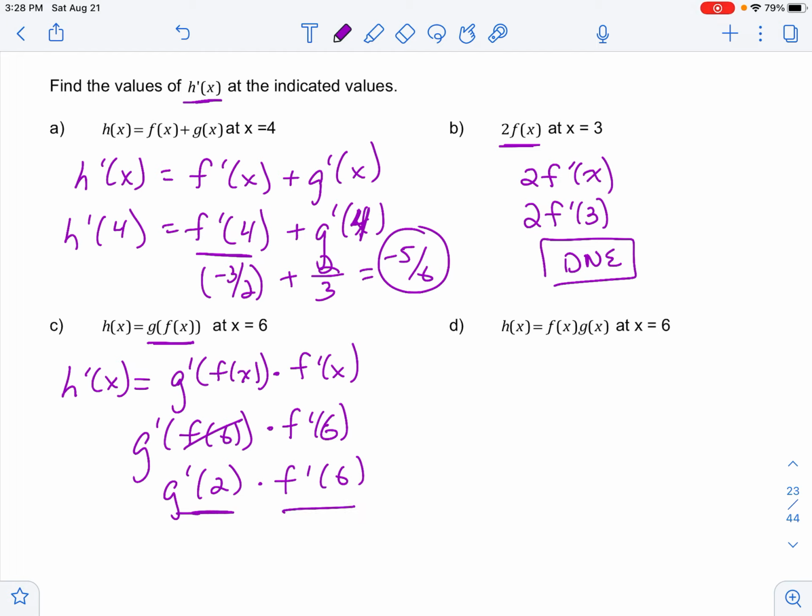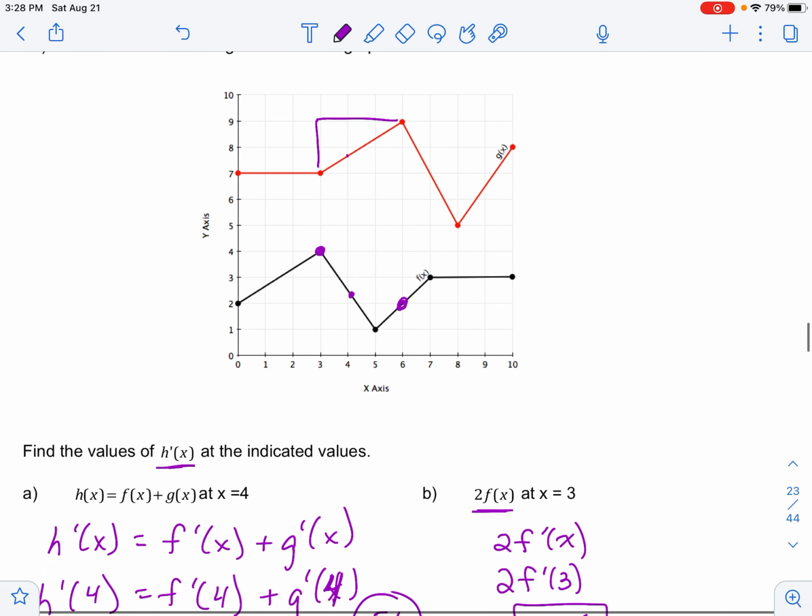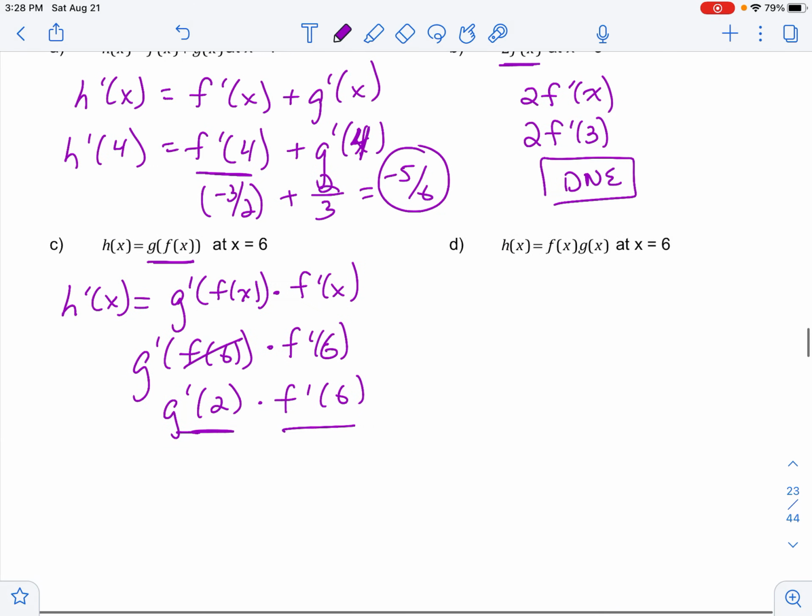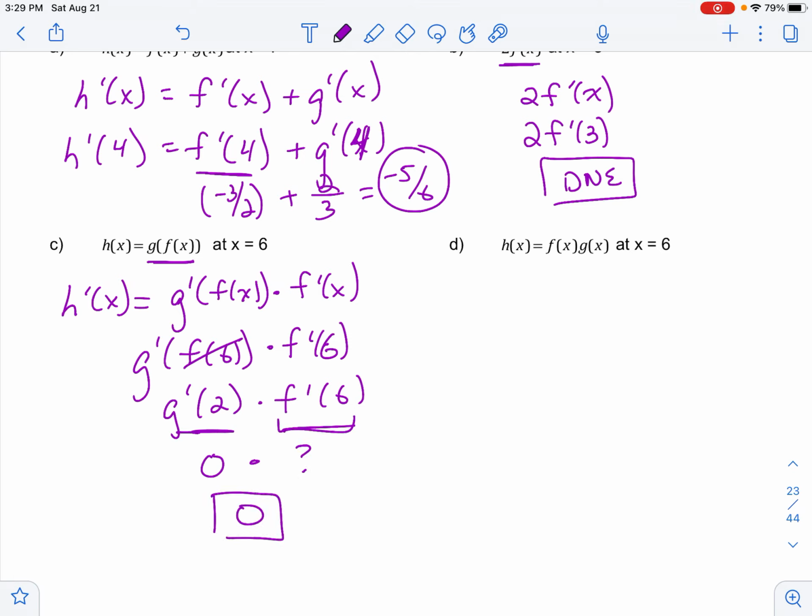So now I need to find g prime of 2 and f prime of 6 and multiply those two values together. G is the red graph. So notice that at 2, it's a horizontal line. The slope of a horizontal line is just 0, so it really doesn't matter what the second piece is. 0 times anything will just give me 0.